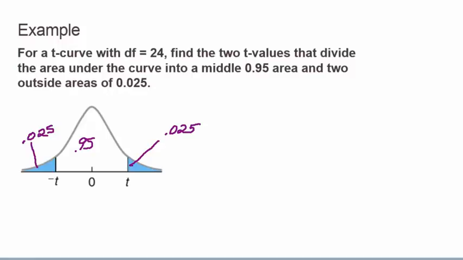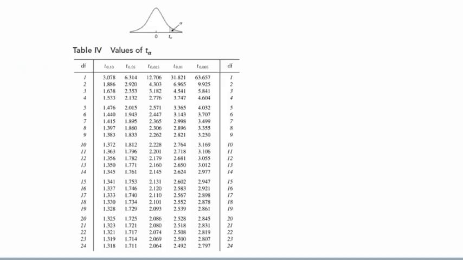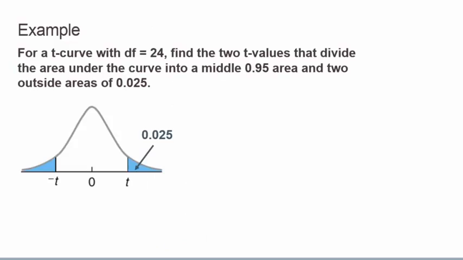Because my table has the t-values when the area is to the right, I want to use the area of 0.025 to the right of positive t when finding my t-value on the table. Going to my table, I look for my column, the area of 0.025, which is in the middle, then my degrees of freedom, 24, and they cross at 2.064. So my t-values are negative 2.064 and positive 2.064.